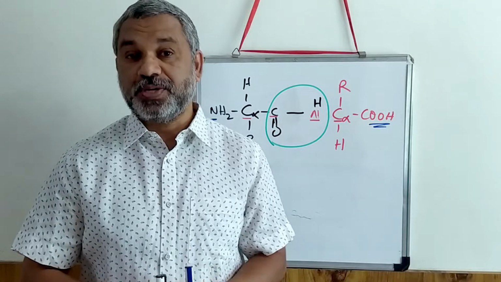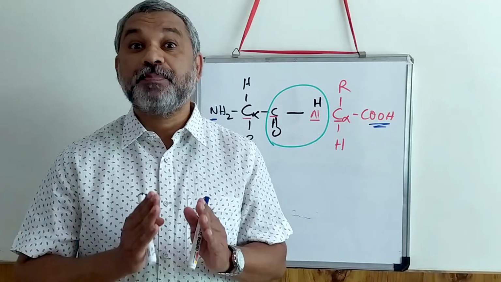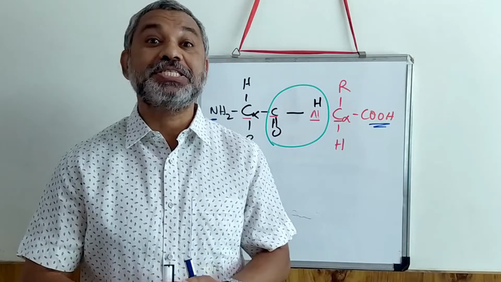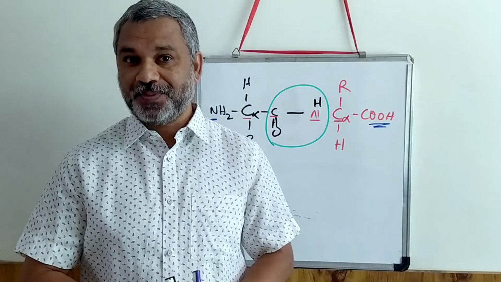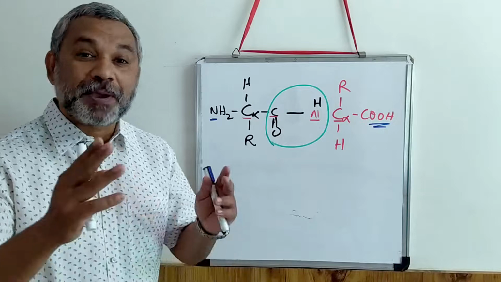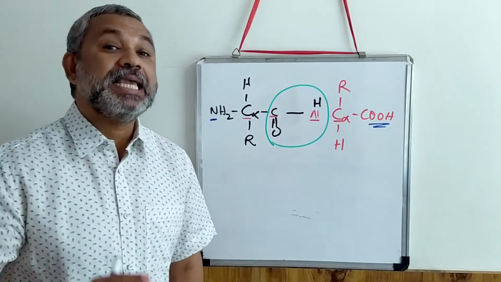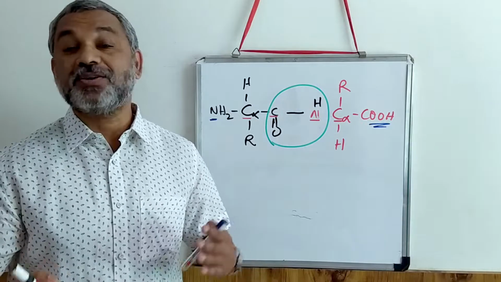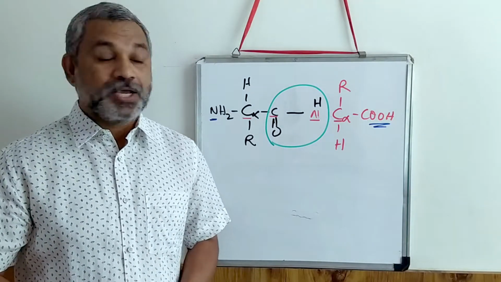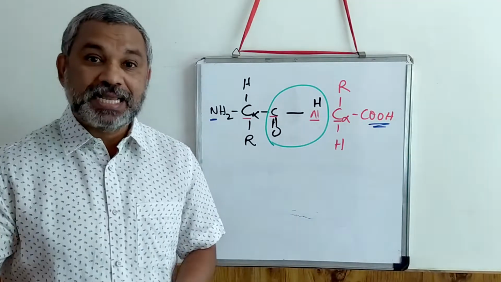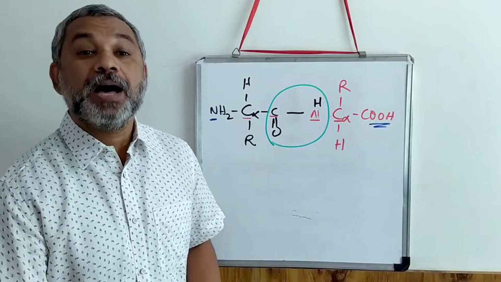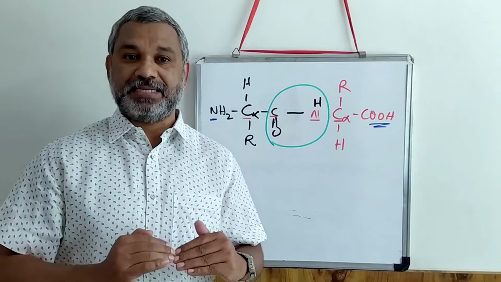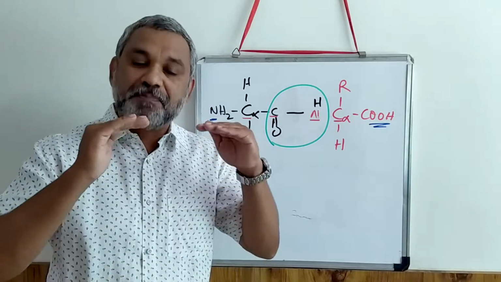So having understood how exactly a peptide bond is formed, let us look at the characteristics of the peptide bond. So first of all, a peptide bond, as you can see, is a covalent bond. That is one of the natures of a peptide bond. You can also see that this peptide bond is planar. What is the meaning of the word planar? Planar means it is in a plane.